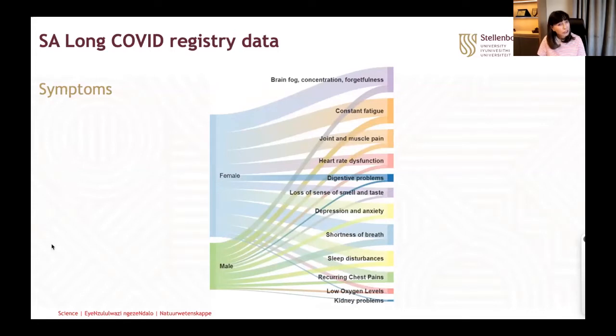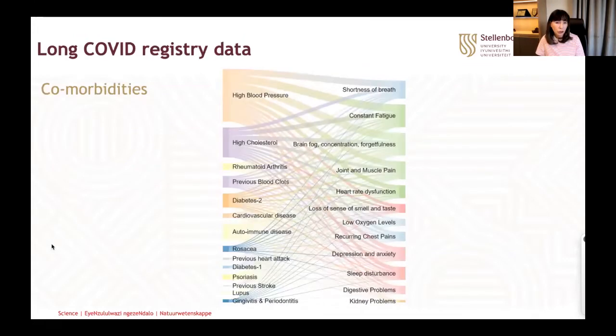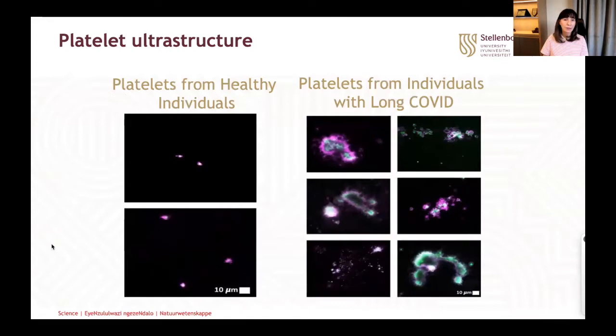Brain fog, concentration issues, and forgetfulness were the group of symptoms most prevalent in these individuals. We also looked at comorbidities, and we found high blood pressure, high cholesterol, rheumatoid arthritis, and type 2 diabetes to be the prevailing comorbidities in this patient group. Here are some of our results from participants with long COVID.